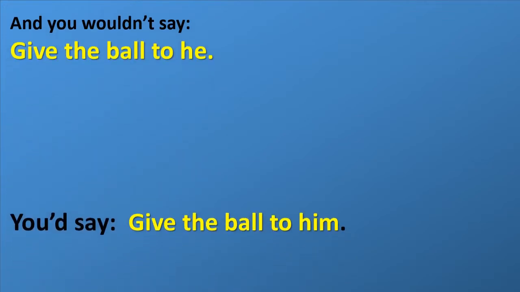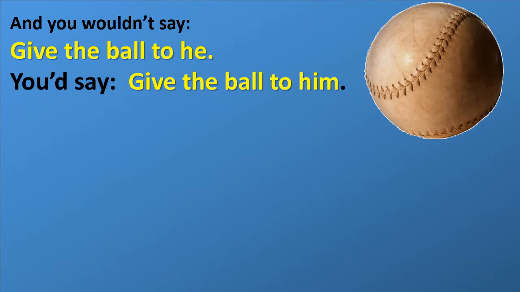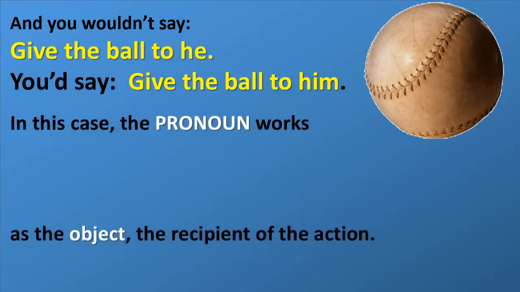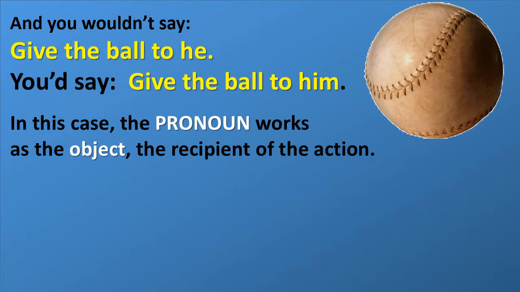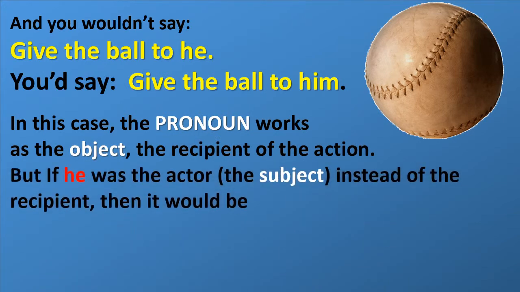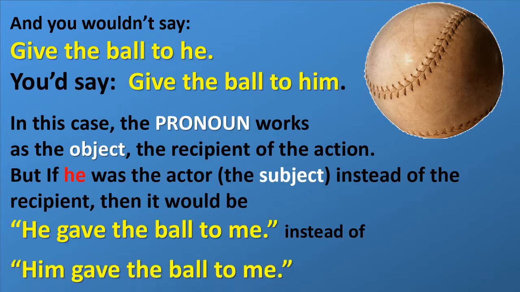And you wouldn't say, give the ball to he. You'd say, give the ball to him. In this case, the pronoun works as the object, the recipient of the action. But if he was the actor, the subject, instead of the recipient, then it would be he gave the ball to me instead of him gave the ball to me.